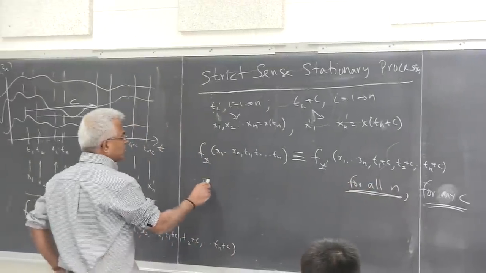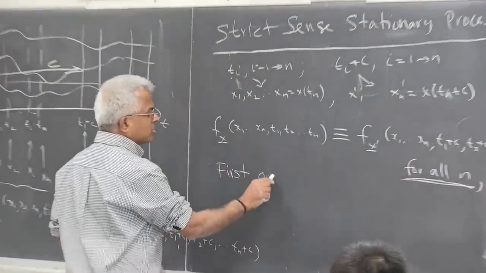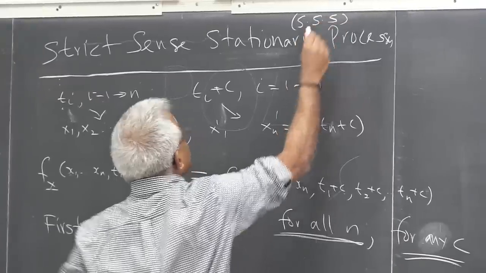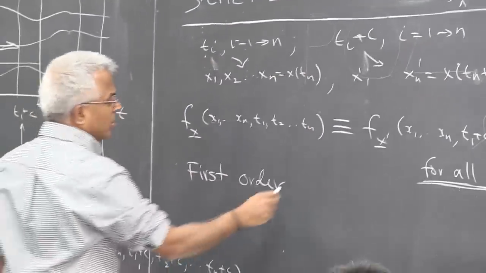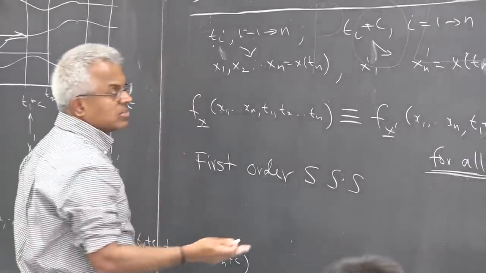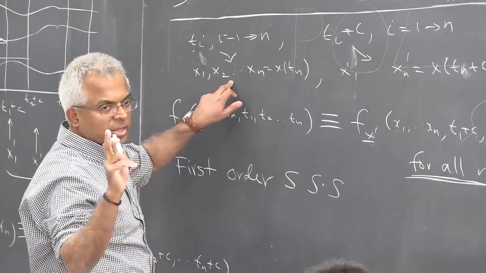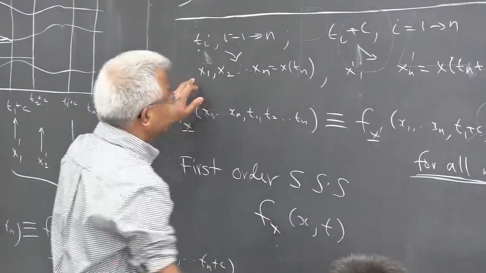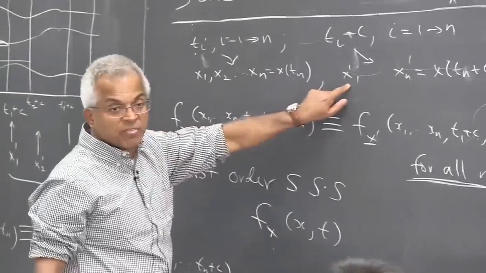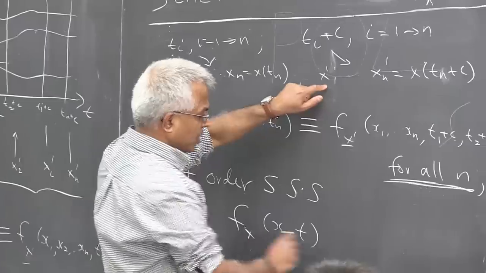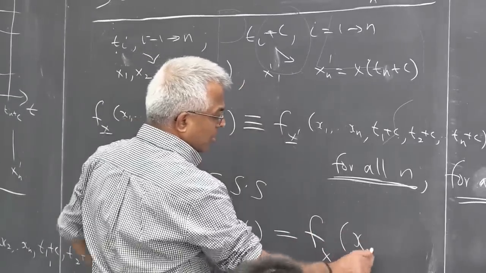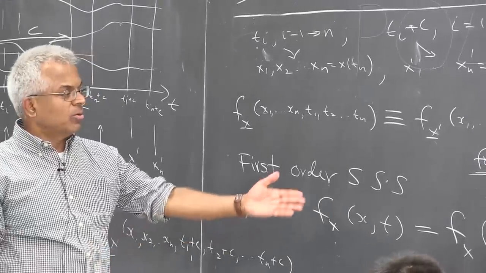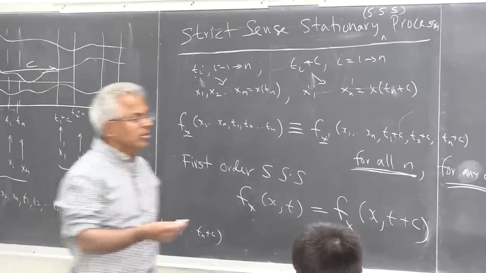Because we will restrict now to first order and second order strict sense stationary processes. Let me call it S.S.S, strict sense stationary. So what is first order strict sense stationarity? Only consider n equal to 1, right? So, if a process is first order strict sense stationary, x1 and its shifted version should have the same density function. Look at here. These two should be the same, right? So what do you conclude from here? This should be true for any c.